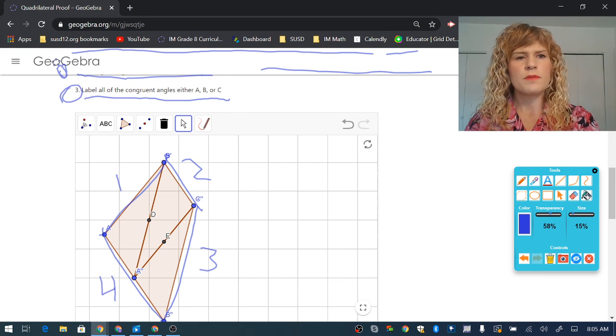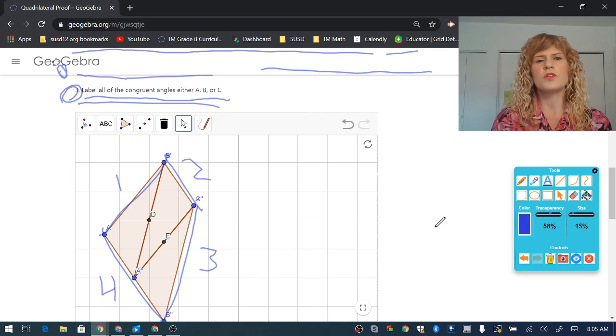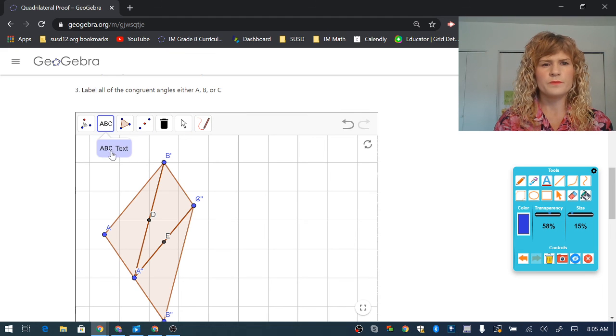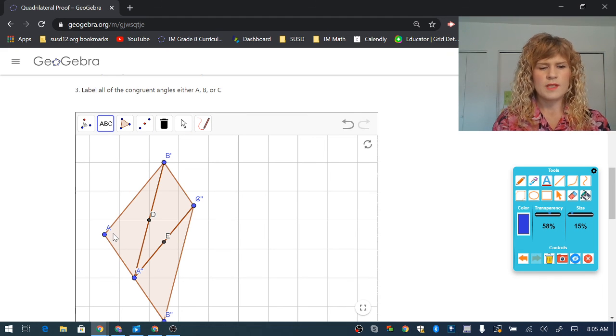Okay, let's do step 3. Label all of the congruent angles, either A, B, or C. I'll get the text tool. This is angle A.